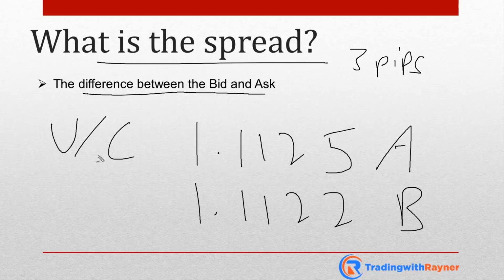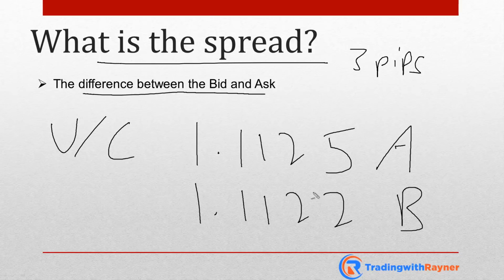Now you might be wondering, hey Rayner, why do I have to pay 1.1125 to buy, and when I sell I can only sell at 1.1122? Why do I have to lose these 3 pips? Well, simply put, your broker, the market maker, needs to make a living as well. So this is a form of transaction cost that is being passed on to you. They can't just provide a free service. So this is the so-called transaction cost in the forex market. You're paying it in terms of the spread.